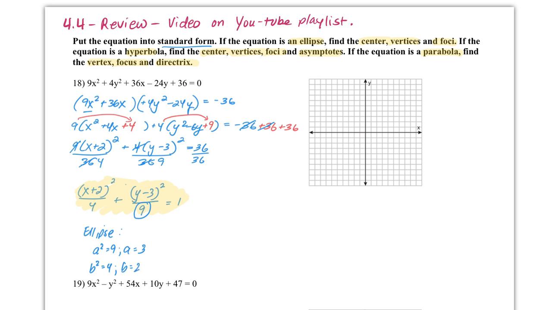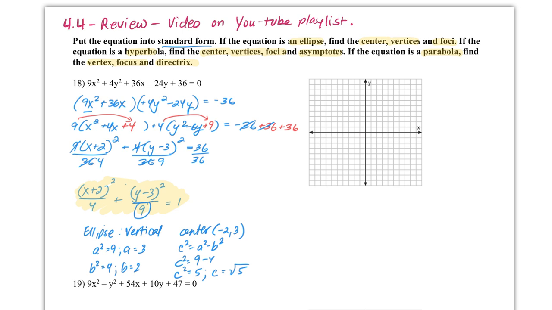Because the a squared is under the y variable, I know this is a vertical ellipse. I know that my center is located at (h, k). In this case, it's going to be negative 2 and positive 3. So I'm able to get a lot. I'm able to get my c squared. Remember, c squared equals a squared minus b squared. So c squared is 9 minus 4. C squared equals 5. That means c equals the square root of 5. And now that I have all this information, it's pretty easy for me to start determining where my vertex is, my focus, and all that.